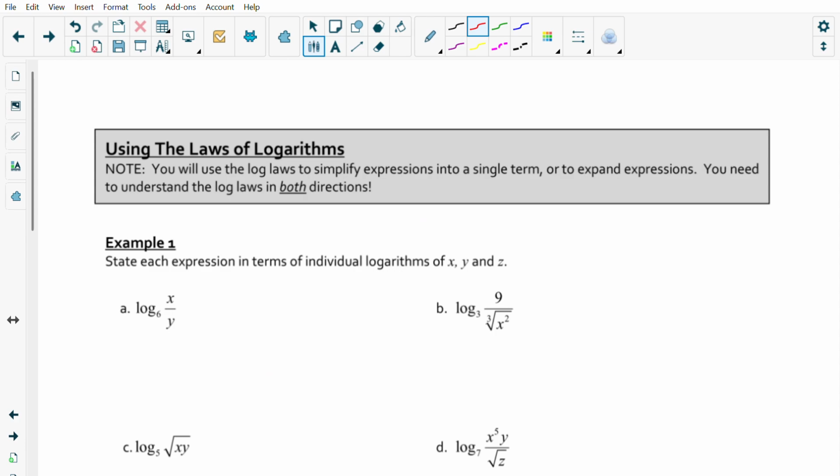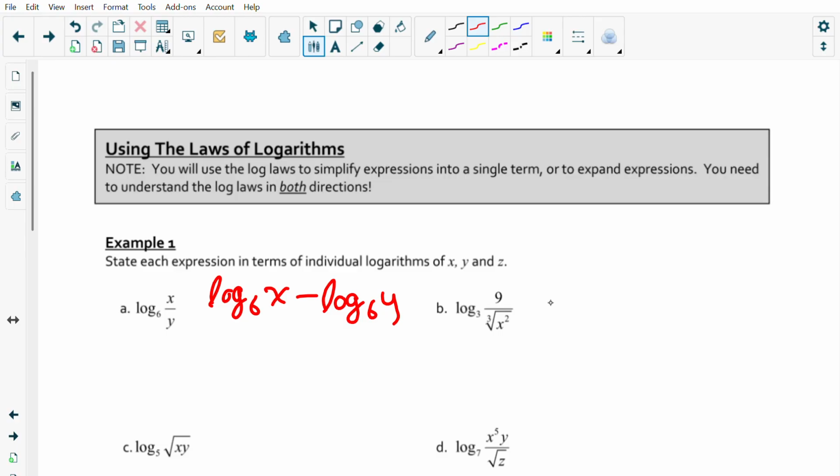Okay, using the laws of logarithms, you will use the log laws to simplify expressions into a single term or to expand expressions. You need to understand the log laws in both directions. So log base 6 of x divided by y, I'm going to use the quotient law. So that is log base 6 of x minus log base 6 of y.